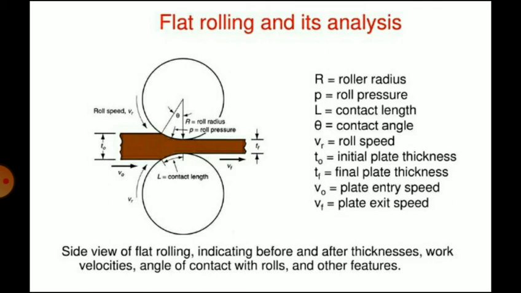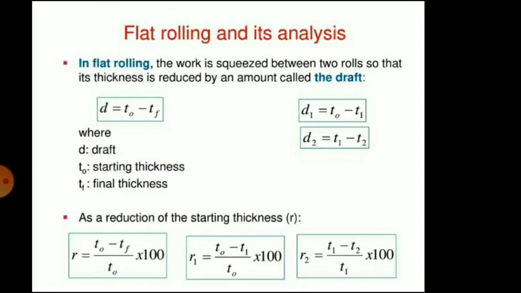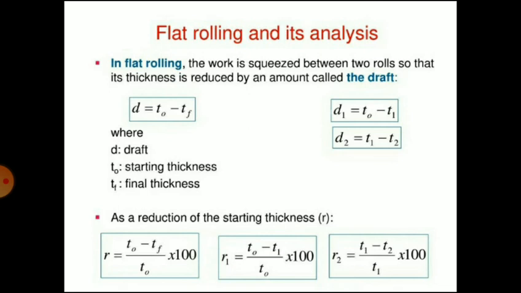Now flat rolling and its analysis, as shown in the diagram. In flat rolling, the work is squeezed between the two rolls so that its thickness is reduced by an amount equal to the draft. For the rolling parameters, the absolute draught is the difference between the initial and final thicknesses of the metal being rolled. That is called the absolute draught.